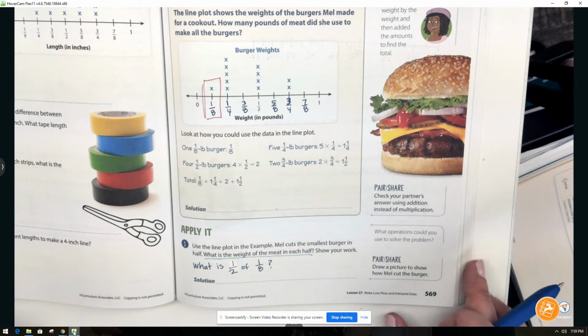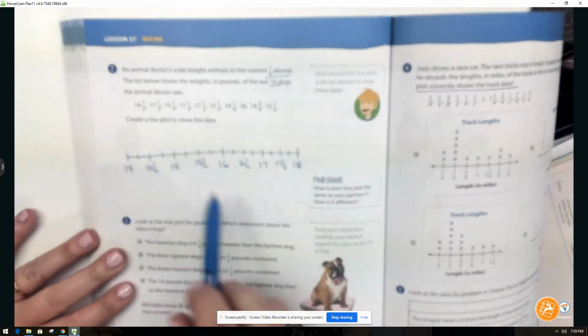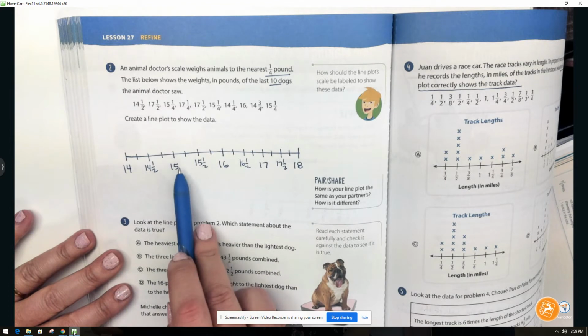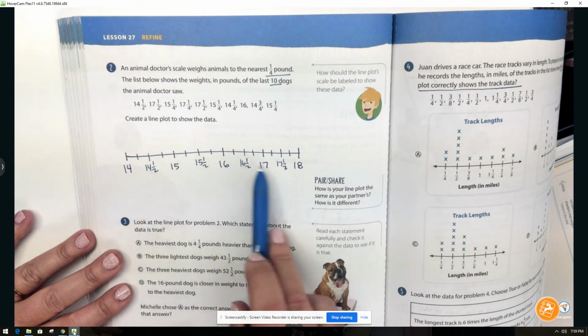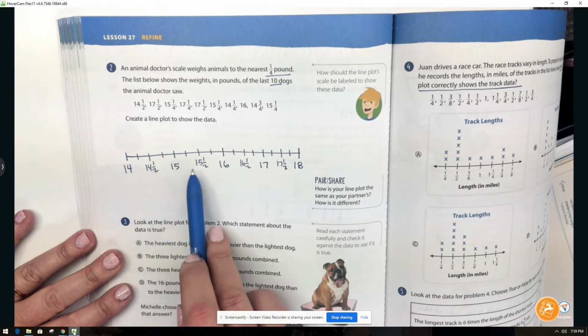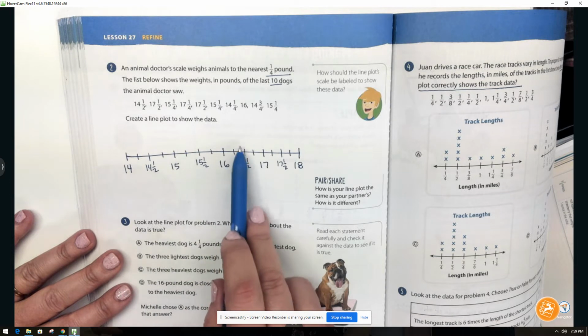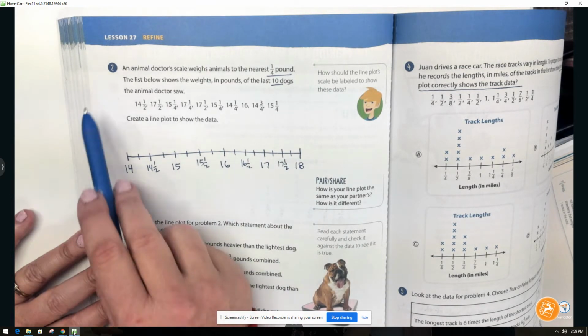All right, let's go ahead and go to page 570. On page 570, you can start drawing your number line. We're labeling it from 14 to 18, and we're labeling the halves. Well, first we label our wholes, 14, 15, 16, 17, and 18. Then we label our halves. And then finally, I put tick marks at the fourths. I didn't label the fourths, but I know that all of those tick marks are fourths.